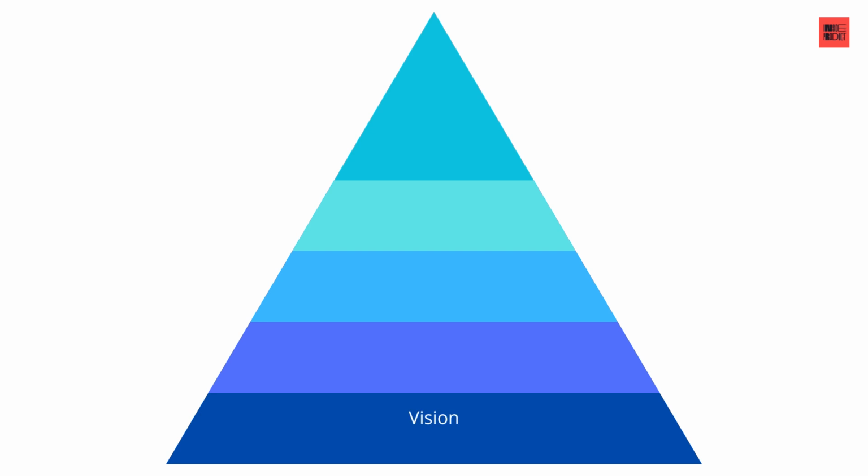The bottom layer, as you can imagine, is having a vision. The second layer would be to have a strategy. The third layer would be to have a design philosophy. The fourth layer would be to execute on those previous layers. And the fifth layer would be to deliver that product, that value, to your customers.